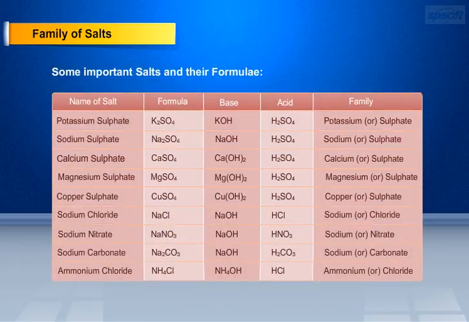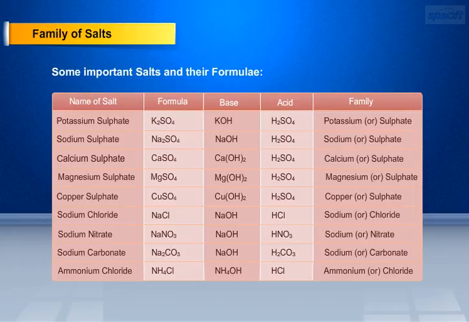Formula for potassium sulfate is K2SO4. Its base is KOH, and acid is H2SO4, and it belongs to potassium, or sulfate family. Formula for sodium sulfate is Na2SO4. Its base is NaOH, and acid is H2SO4, and it belongs to sodium, or sulfate family. Formula for calcium sulfate is CaSO4. Its base is Ca(OH)2, and acid is H2SO4, and it belongs to calcium, or sulfate family.